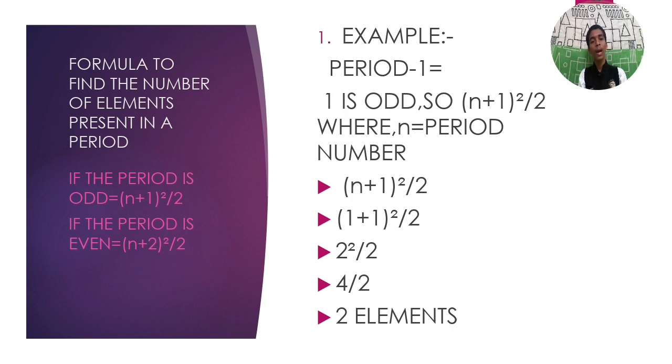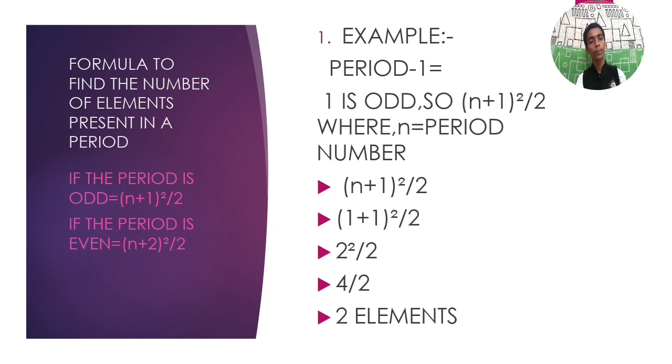Formula to find the number of elements in a period. If the period is odd, we use the formula (n plus 1) whole square by 2, and if the period is even, (n plus 2) whole square by 2. For example, period 1 is an odd number, so we use (n plus 1) whole square by 2, where n is the period number.